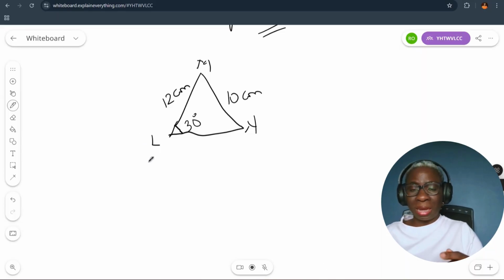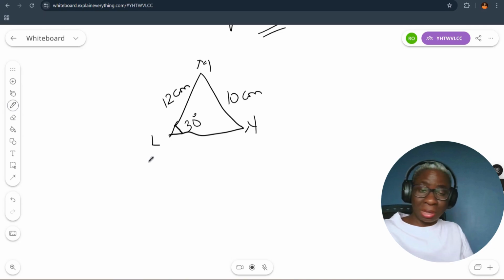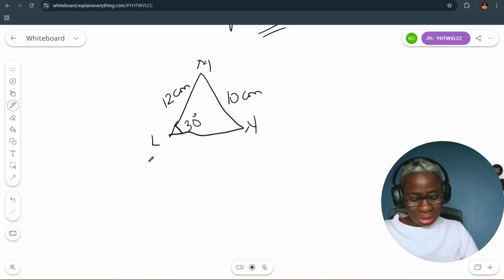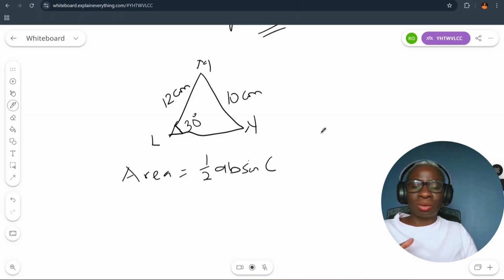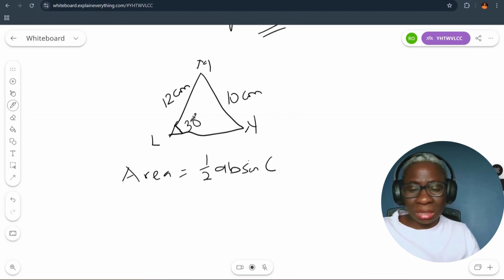So when we have something like this, the area of a triangle has a formula. In this case, using the sine, the area equals half ab sine C. This is the formula for calculating the area of a triangle using sine. Half ab sine C. Since this is the angle that we were given, this will be representing the C, and these two sides will be a and b.